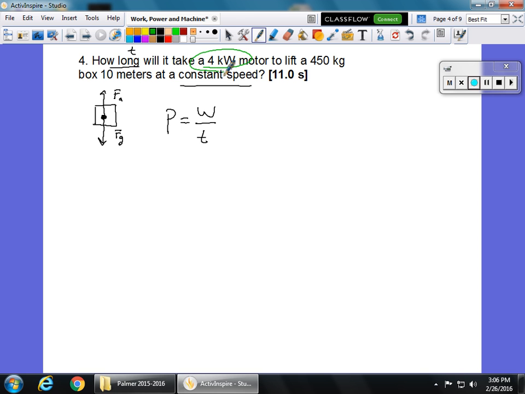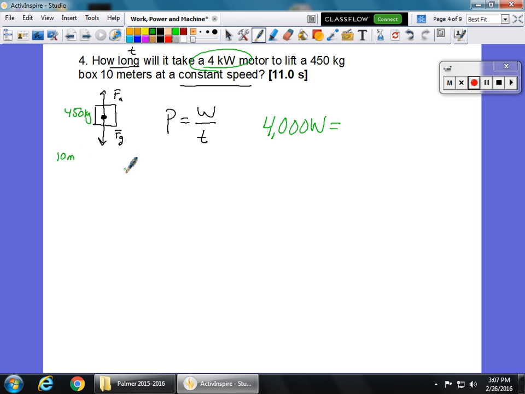4 kilowatts. 4 kilowatts is a power unit. So we can put in the power. Power is 4 kilowatts. That means 4,000 watts. We need to get the work. Well, it doesn't tell us work, but it does, again, give us some information. 450 kilograms is the mass, and we're lifting at a distance of 10 meters.